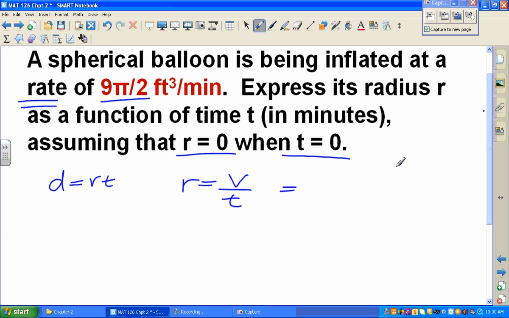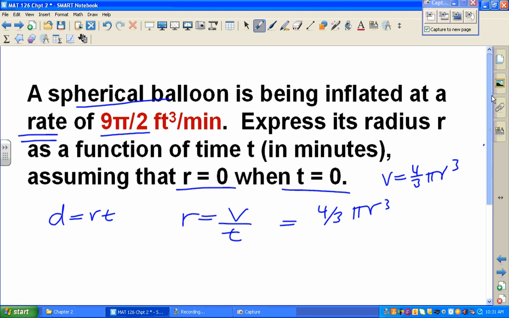I call one of the Miller girls. Carly, what's the equation of a sphere? What's V equal? Four thirds pi r cubed. 4/3 pi r cubed. I have no idea what I'm doing. I'm just trying to wing it. All right. I do not know, but we're getting closer.